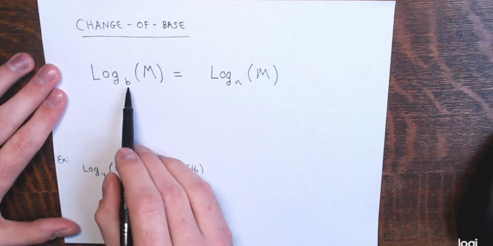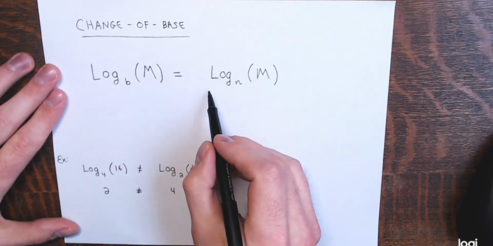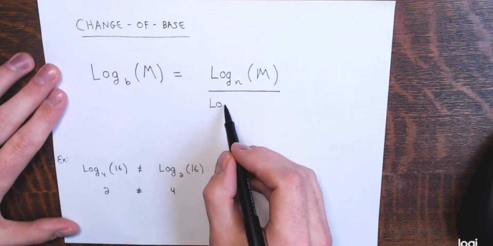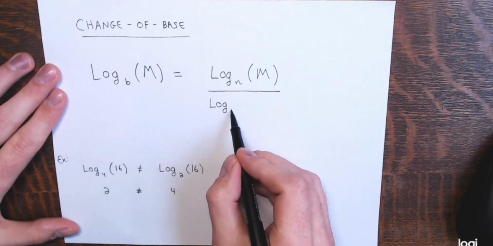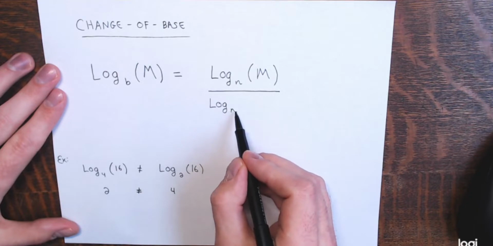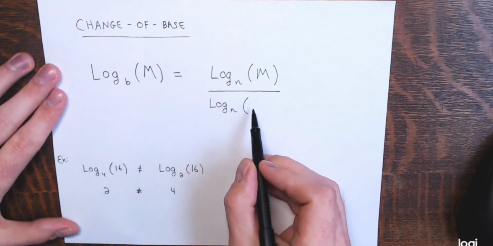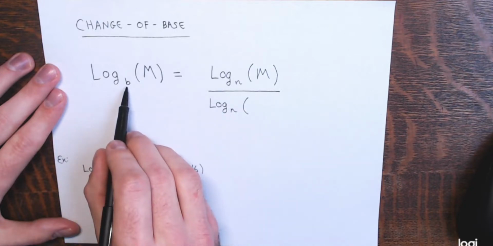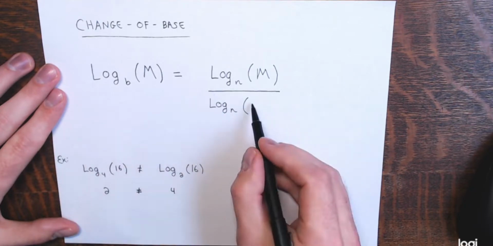After you change the base, you then must divide this new expression by another logarithm. Right? A logarithm with that same base you're changing it to, log base n, and the input of this denominator log is the original base. Right? The base started with base b.